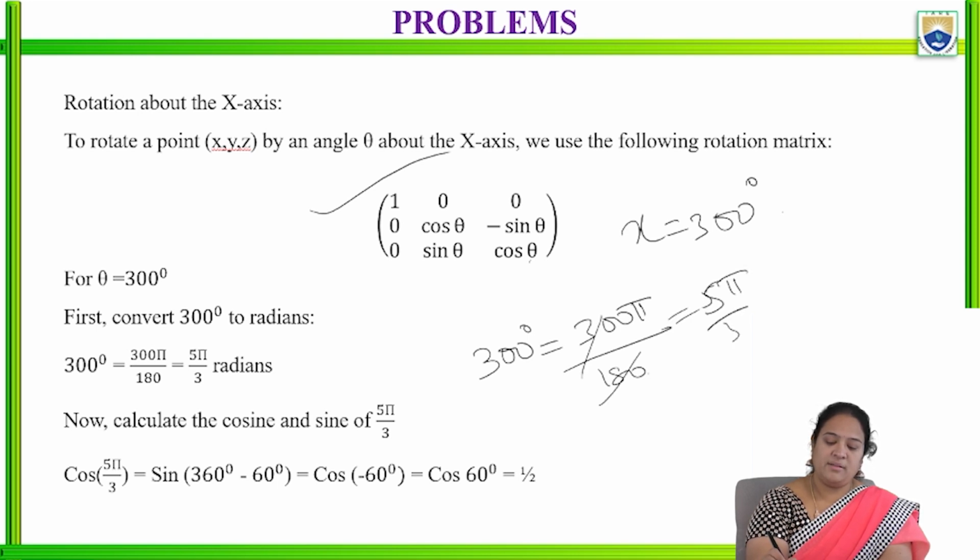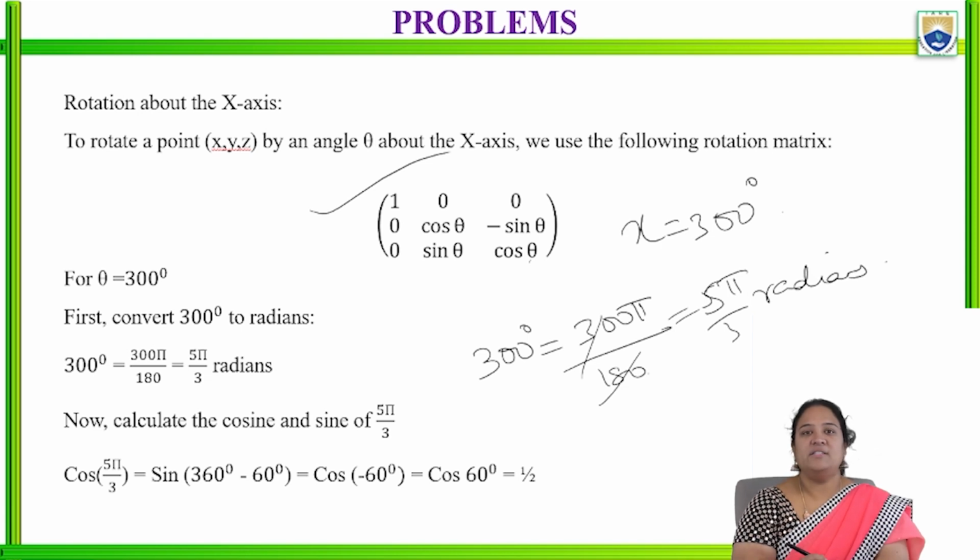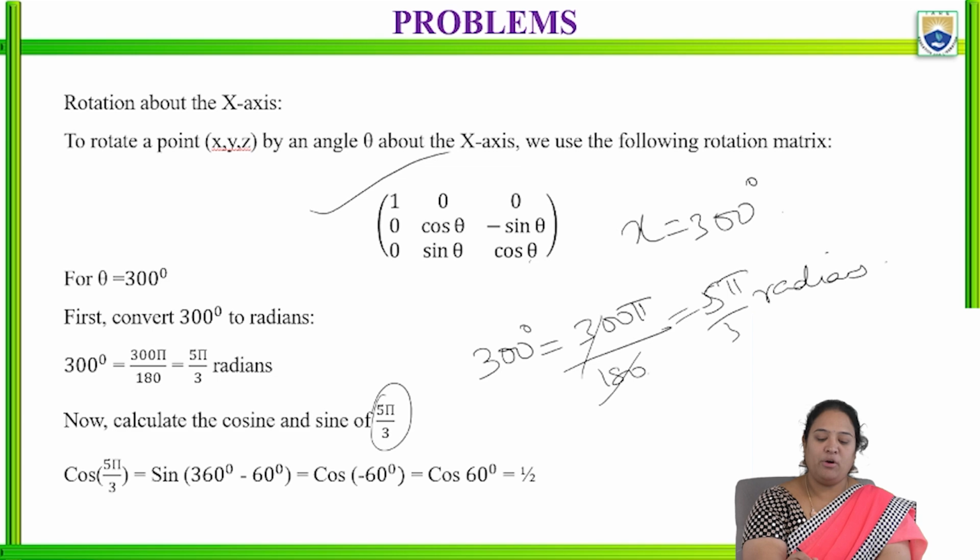5 pi by 3 radians, right? When we are considering it in the form of radians, now calculate the cos and sine of that particular angle 5 pi by 3, because here we have cos theta and sine theta. So when we are calculating the cosine and sine in terms of 5 pi by 3, what are we getting?